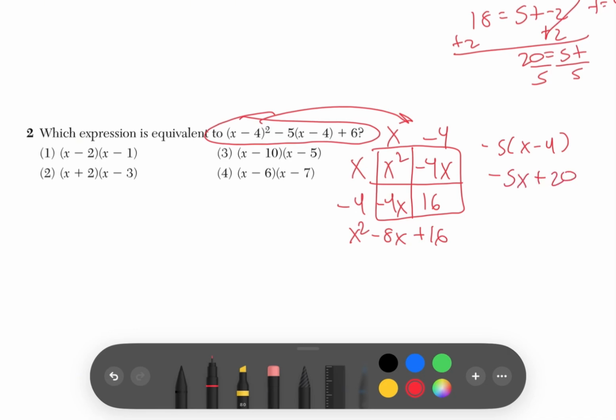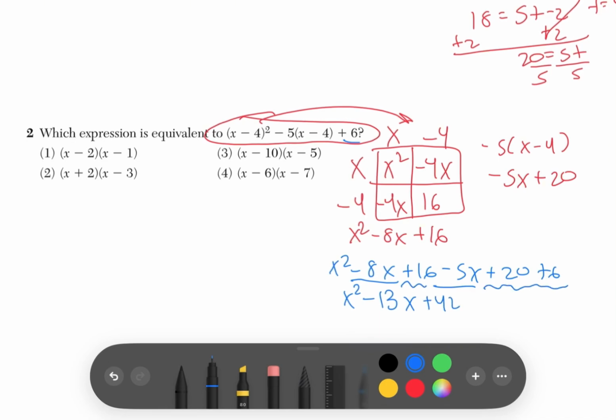And then we just put these all together. So we're going to do x squared minus 8x plus 16 minus 5x plus 20. We can't forget the plus 6. So now we just add terms. So x squared has no other term. Then we do minus 8x plus minus 5x, so it's going to be negative 13x. And then we do plus 16 plus 20 plus 6. That's going to give us 42.